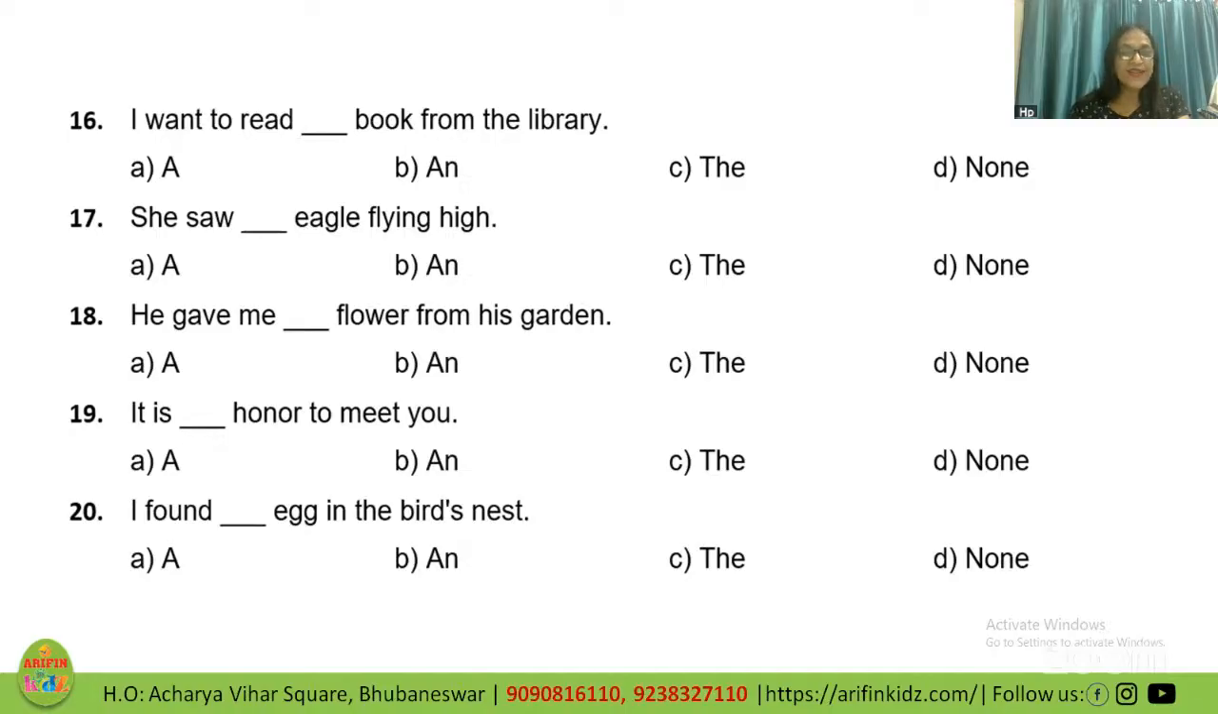Suryakant, again you are sending emojis. Please, better, don't do.